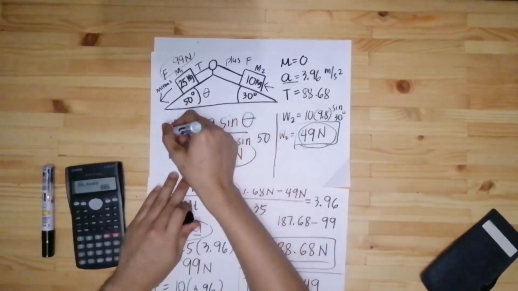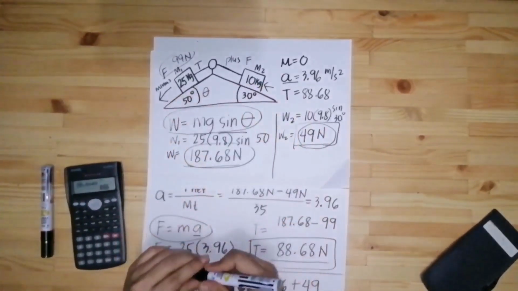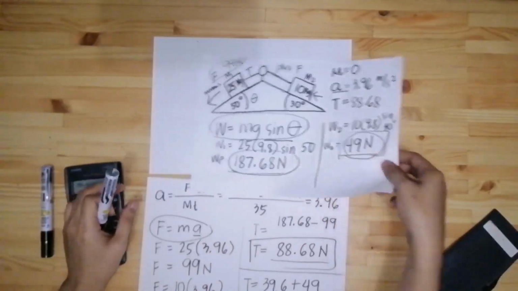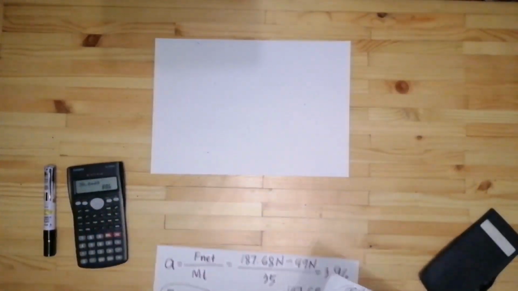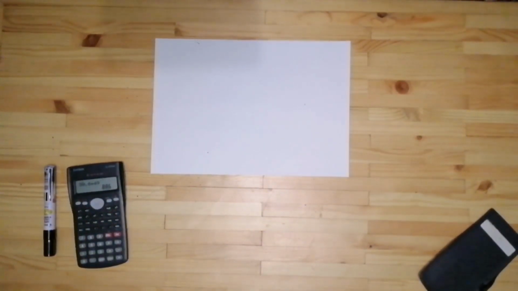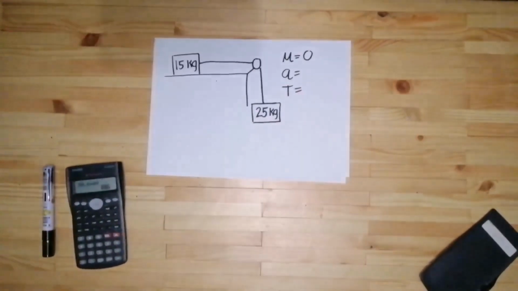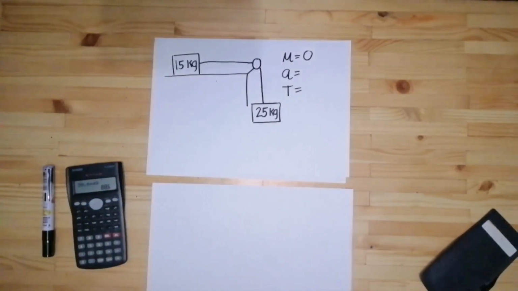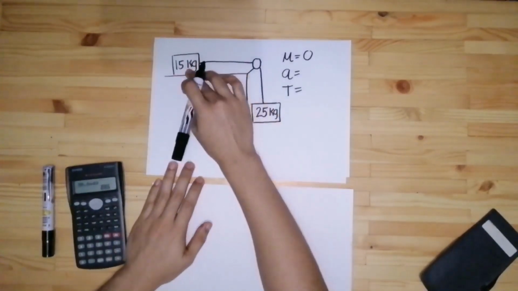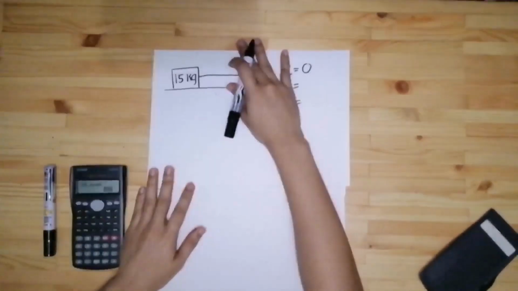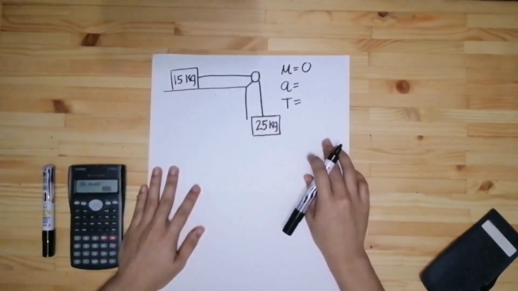Kapag may angle, gagamit tayo ng formula na ganito. Okay? Next, I have this last problem. Ito naman tayo. So, ganun pa rin yan. Kailangan natin kunin yung weight na meron sa system. So, weight nito, then weight nito. But dito, meron tayong gagawin.